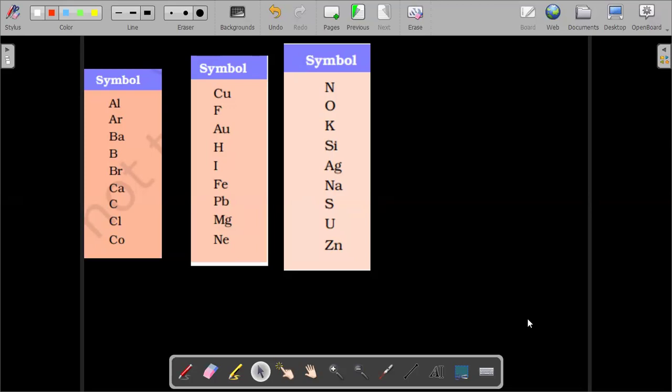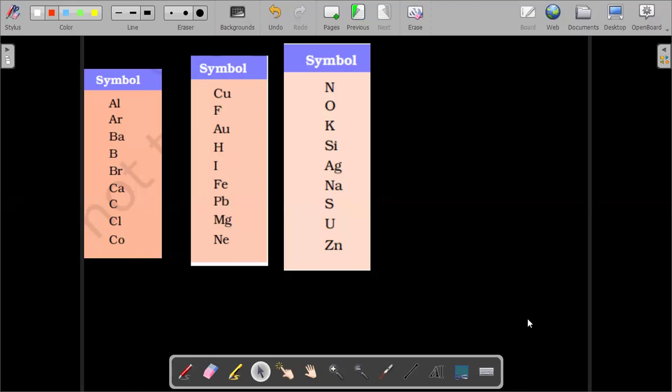Ba is beryllium? No, it's barium. Yukta, can you read all the symbols? Yes, sir. Aluminium, argon, barium, not beryllium. Barium, and boron, bromine.